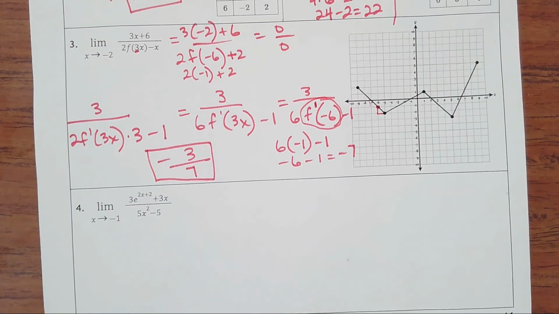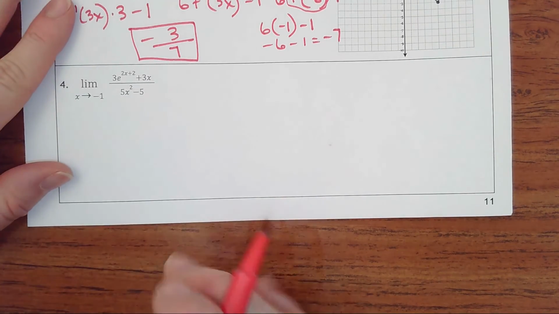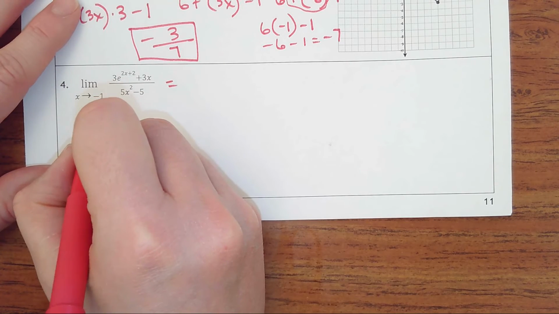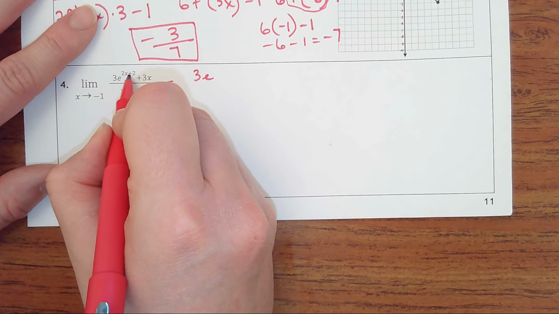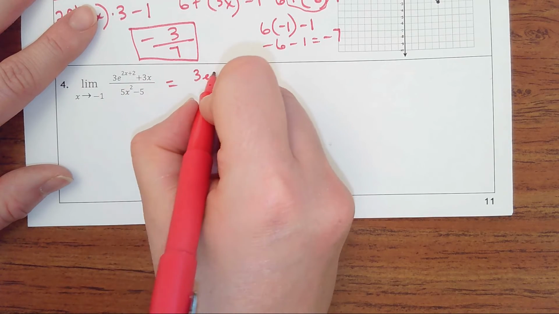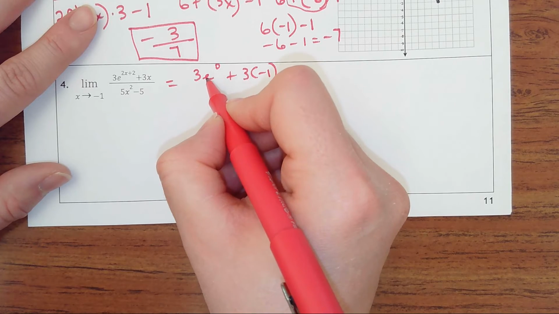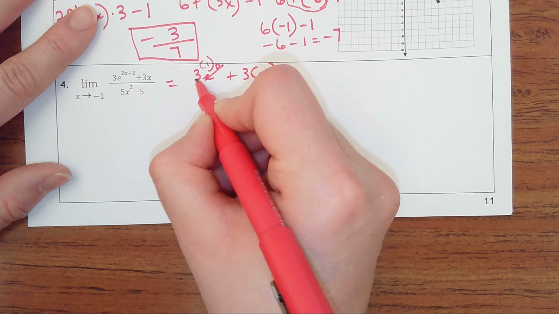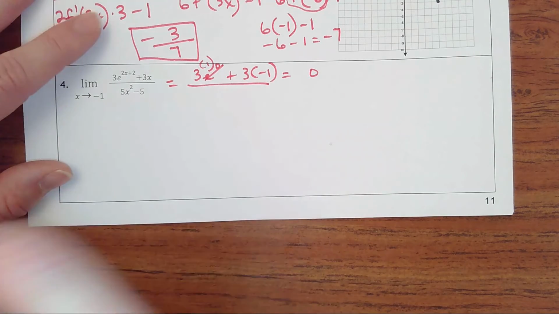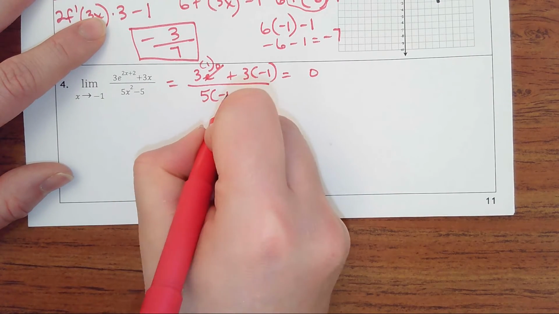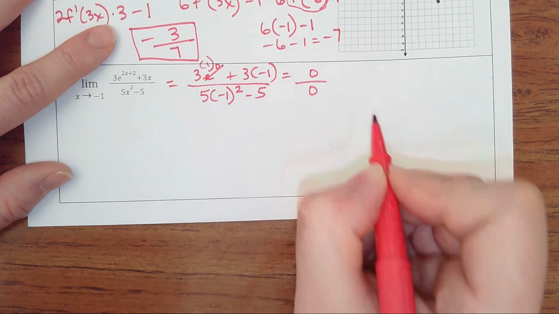And then number 4 has e in it. Let's check for L'Hôpital's rule to apply. 2 times -1 is -2 plus 2, 0, plus 3 times -1. So remember, anything to the 0 power is 1. 3 times 1 is 3, plus -3, that's 0. And this one would be 5 times -1 squared, which is 1 times 5 is 5, minus 5 is 0.